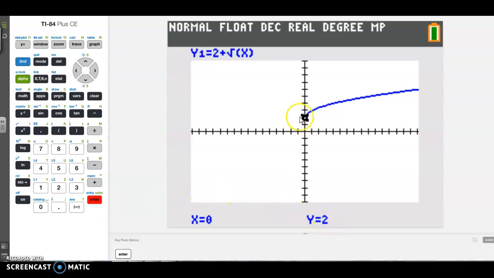So I feel pretty good that 0 is included in my domain, and for my range, it looks like this is increasing forever, and the smallest amount is 2.